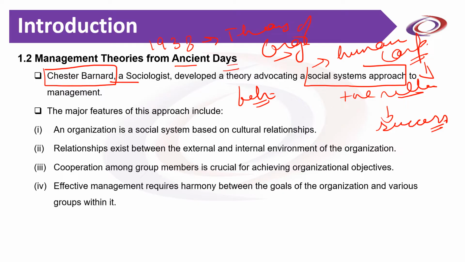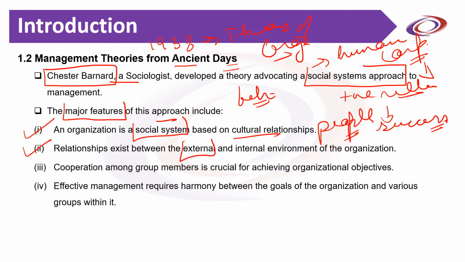Let us see a more detailed concept of this theory. They give some major features of the approach. First, the organization is a social system that is based on cultural relationships. That is, the cultural system composed of the people who were cooperating toward the goal of the organization. Second, relationships exist between the external and the internal environment of the organization.